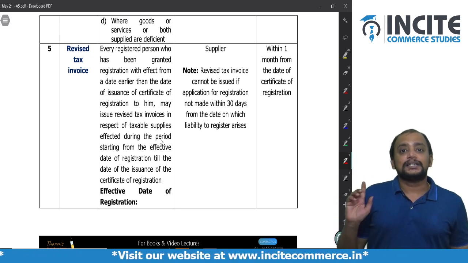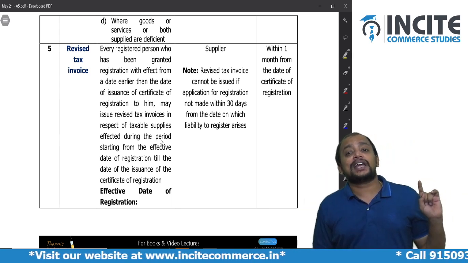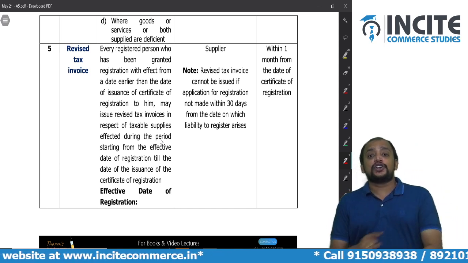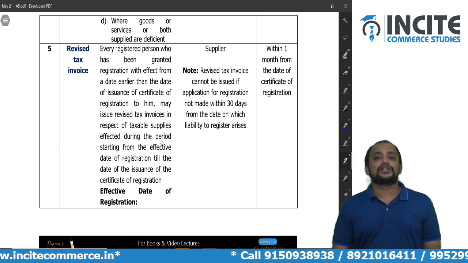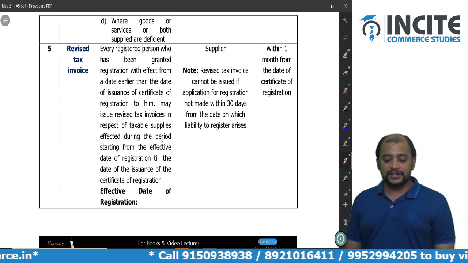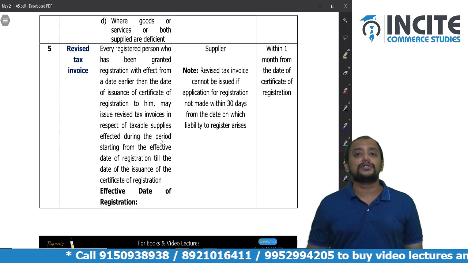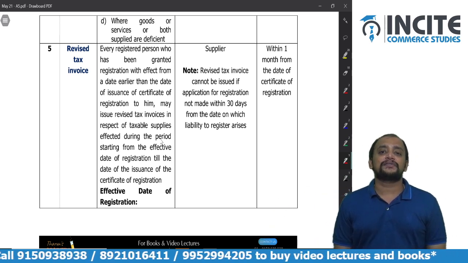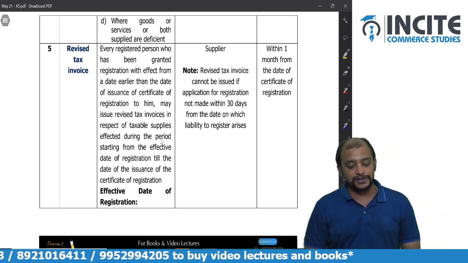And now, this revised tax invoice is possible only if the application is made within 30 days. If the application for registration is not made within 30 days, then this concept of revised tax invoice is not applicable. A revised tax invoice cannot be issued if the application for registration is not made within 30 days from the date on which the liability to register arises. Okay. So therefore, what is the time limit within which the revised tax invoice should be given? Within 1 month from the date of the certificate of registration. Okay.